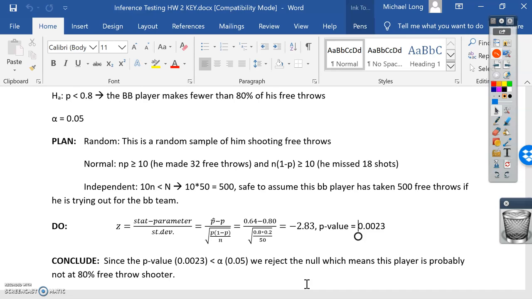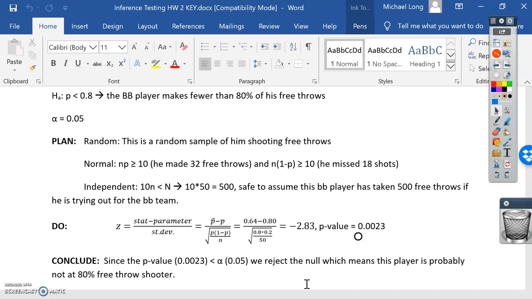If the p-value had come out greater than alpha, let's say it came out 0.08 or something, then we could have failed to reject the null, which is a fancy way of saying then the null hypothesis is probably true. But these are the words that we use. We reject the null if we want to say the null hypothesis is probably false. We fail to reject the null if we want to say the null hypothesis is probably true. And those are the words. But in this situation, we're going to reject the null, which means the null hypothesis is probably false, which means the alternative hypothesis is probably true, which means he's not an 80% free throw shooter.